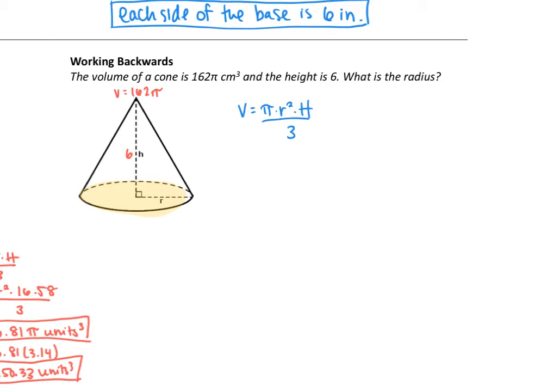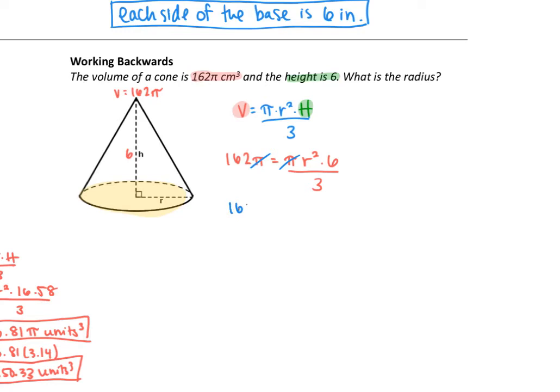We're just going to plug in what we know. So in this problem, we're given the volume, which we're going to plug in for the volume, and we're given the height, which we're going to plug in for the height. And we're solving for the radius. Okay, so it's going to be 162 pi equals pi radius squared times the height, which is 6, divided by 3. All right, so if you remember from a couple days ago when we did these working backwards problems, when you have a pi on both sides, they cancel out because you could divide by pi on both sides.